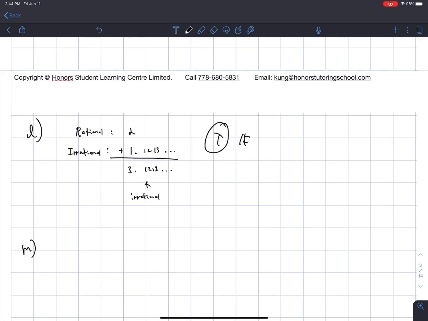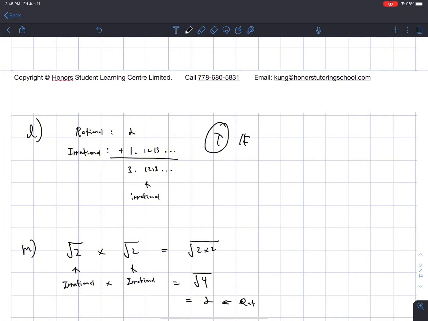M is a little bit tricky. We have an irrational number like the square root of 2 times another irrational number like the square root of 2. Remember, we can multiply them together, and then square root of 2 times 2 is the square root of 4, and we get 2, and 2 is rational. So irrational times irrational can be rational. So this would be false.